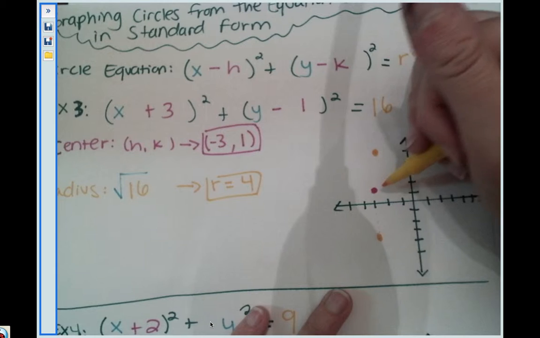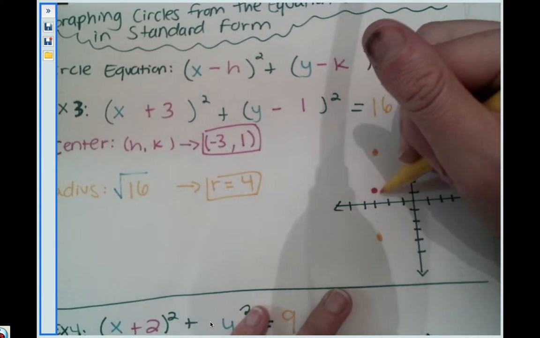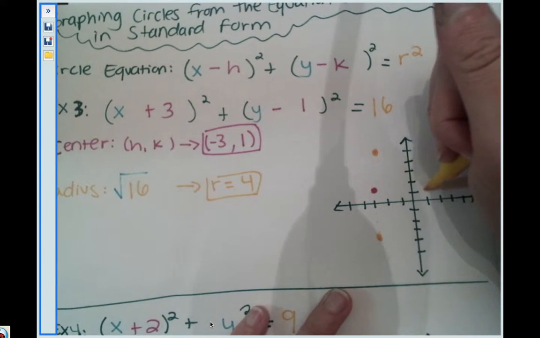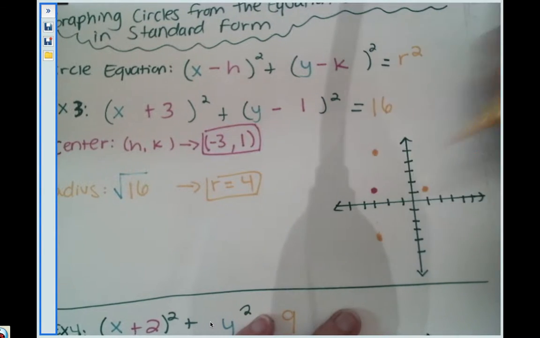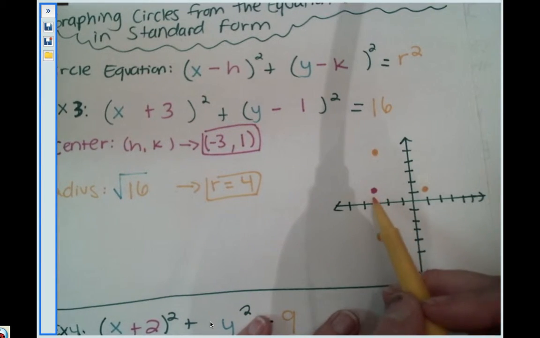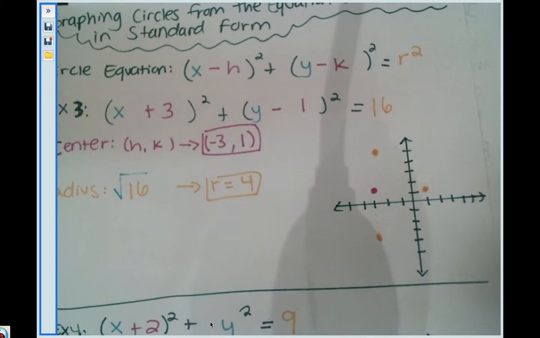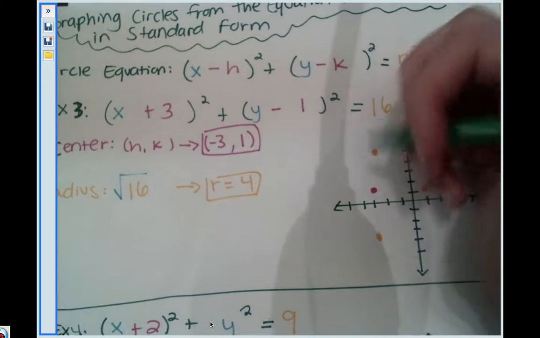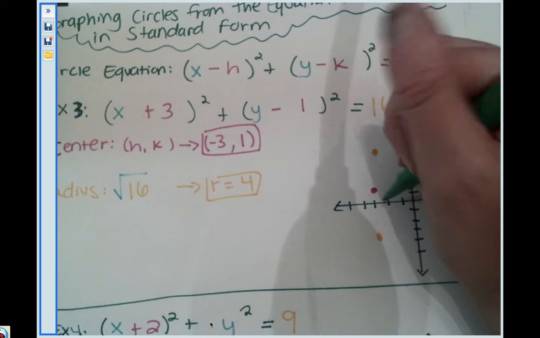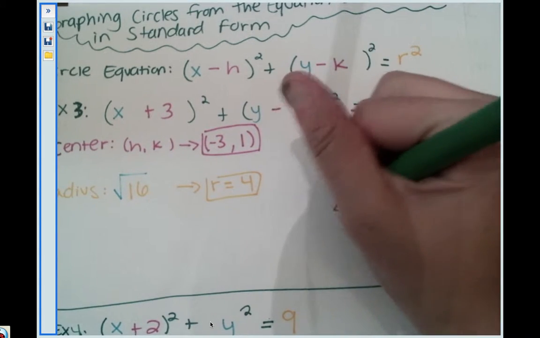So count 4. I counted the right spaces. I was just too far up. So count 1, 2, 3, 4. Right there. And then lastly, I need to count to the left 4 spaces, which I didn't make my coordinate grid big enough. Those demon cats are out left and right trying to get me tonight. So 1, 2, 3, 4.